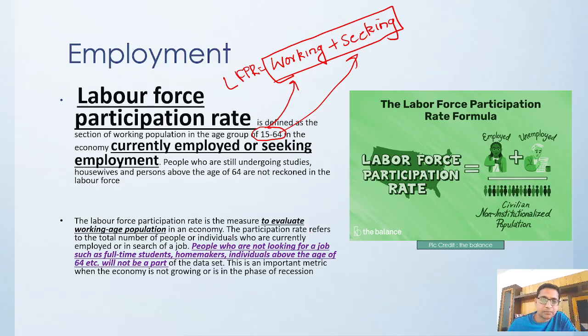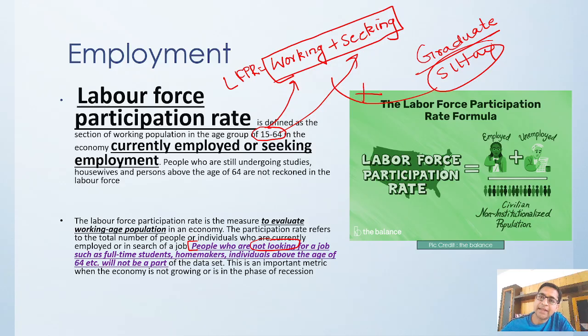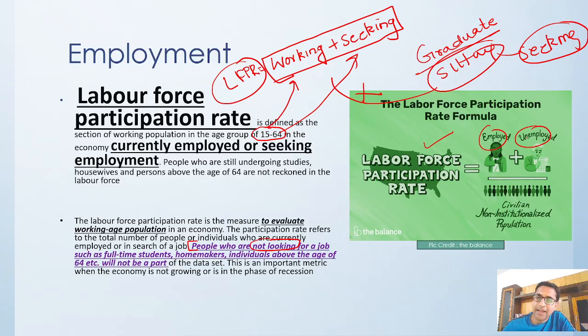Then people who are not looking for a job, that means if I am a graduate but I am simply sitting at home, neither working nor seeking, I will not be part of labor force participation rate, whatever I have done, right? So if you see over here, labor force participation rate is employed plus unemployed, correct? And anybody who is neither employed nor seeking, we will not be including that person in the labor force participation rate. You got it?